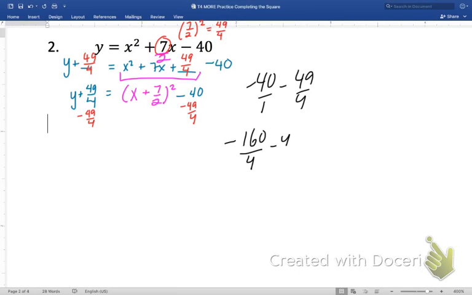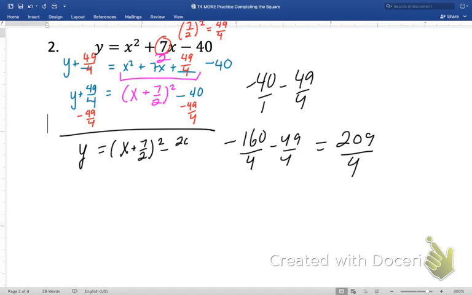So what that means is I got to do some fractions. I'm going to get a common denominator. So 40 over 1 is equal to 160 over 4. So then, subtracting those, it gives me negative 209 over 4.